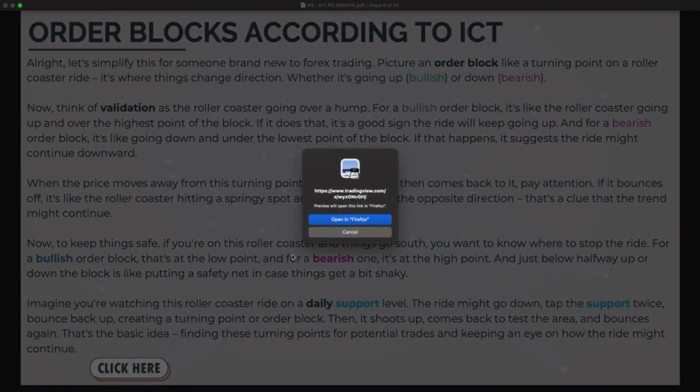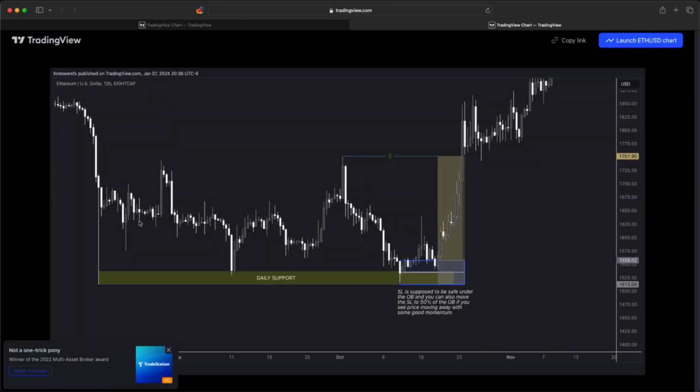Here is an example that I'm going to show you real quick. So we have our daily support level. Okay, as you can see, it's touching, right? Touches the daily support twice, goes up, and then finally we touch one more time. Price goes back up a little bit, retests it, making this our demand zone, and then price shoots back up, taking out some liquidity. And you can move your stop loss after price has moved with some momentum.